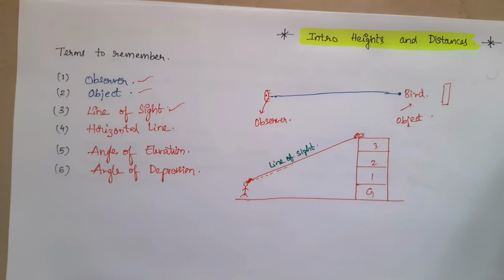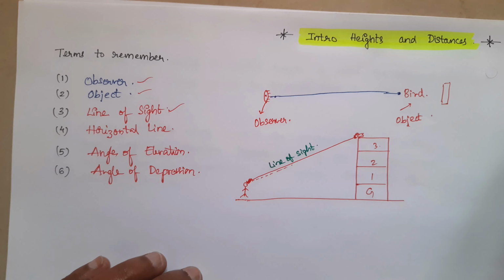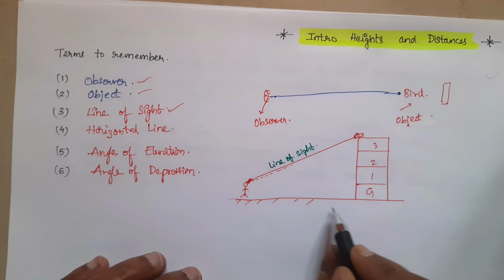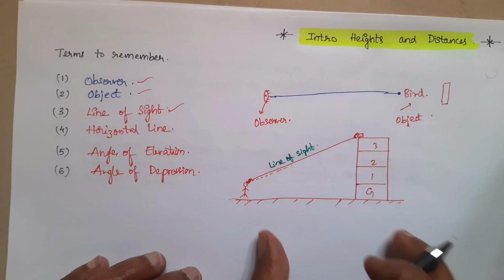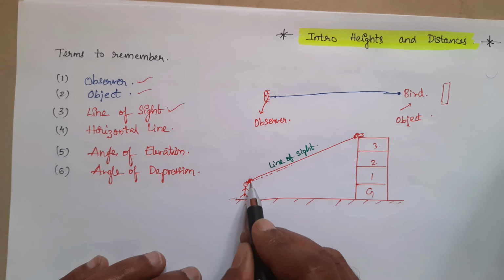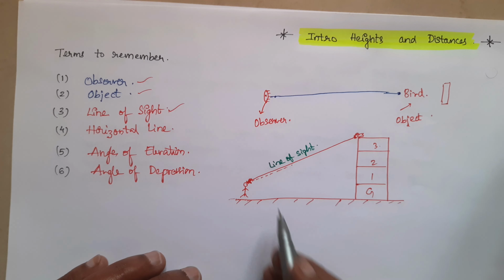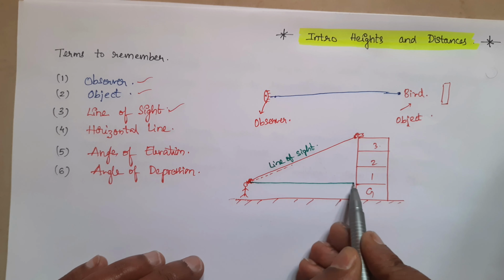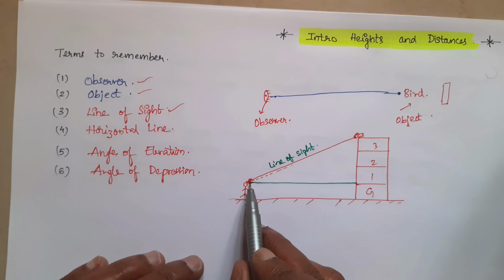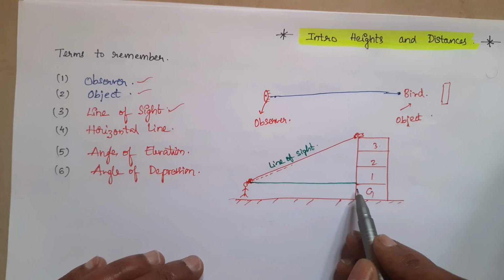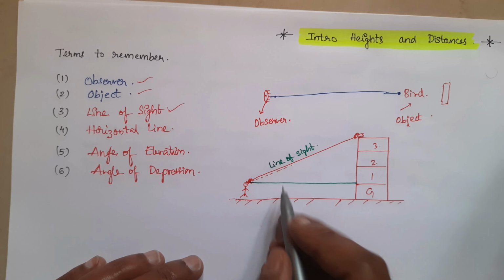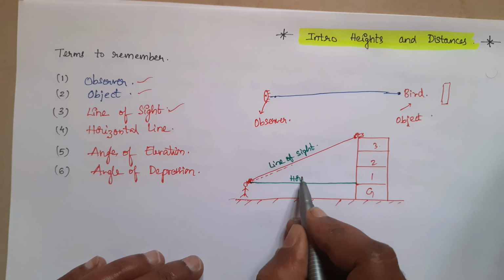Now what do you mean by horizontal line? The horizontal line is when you take a line parallel to the ground. So this is the ground, right? If you take a parallel line from the eye, parallel to the ground, that is called the horizontal line.